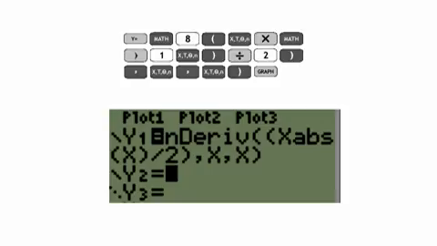On the calculator, perform the following key punches: y equals, math 8, left parenthesis, variable button, times, math button, right arrow, number 1, variable button, right parenthesis, divide by 2, right parenthesis, comma, variable button, comma, variable button, close parenthesis, and graph. What this will do is yield the following graph.